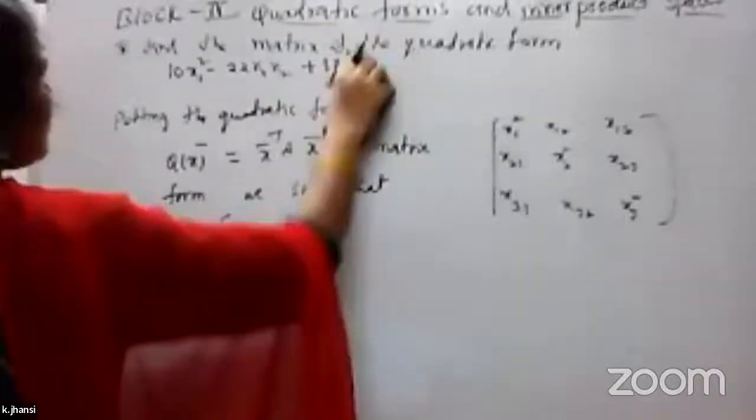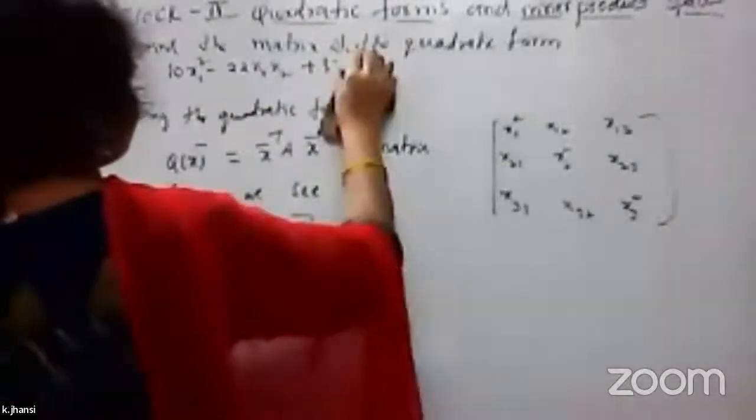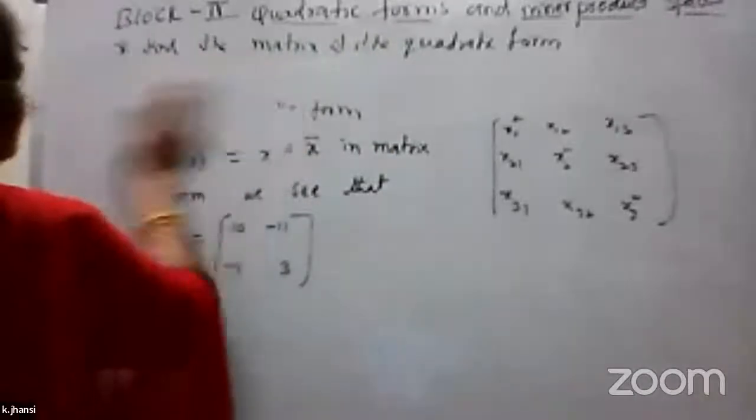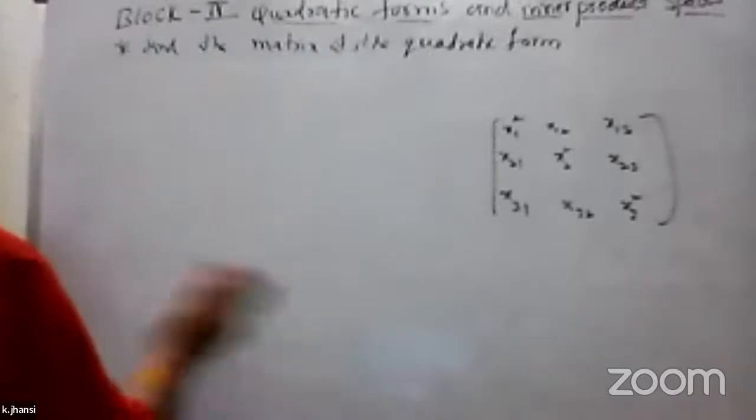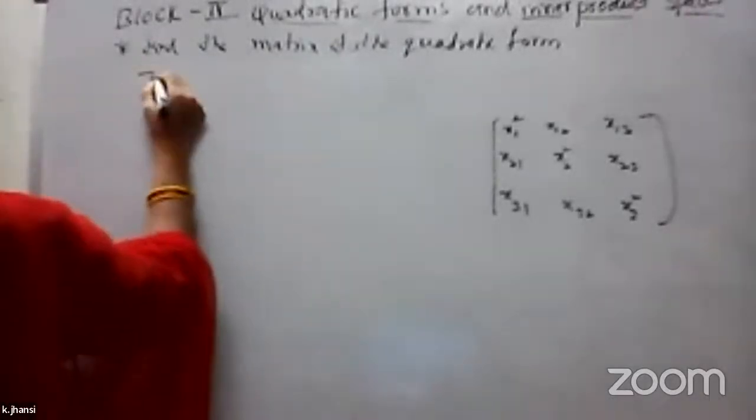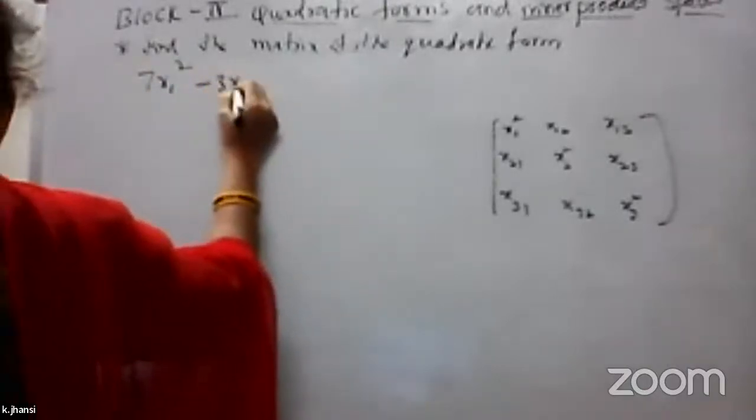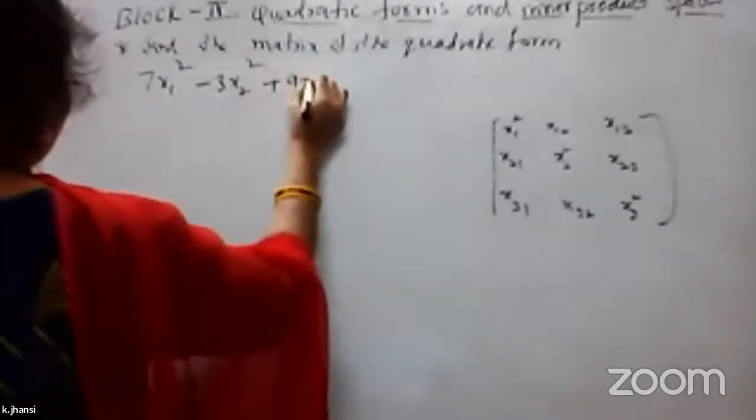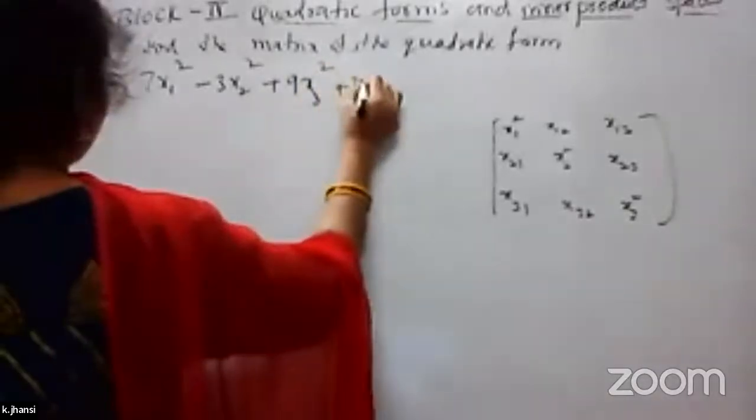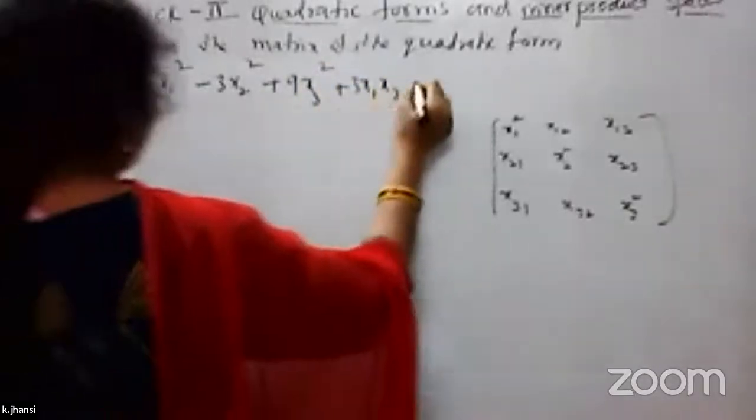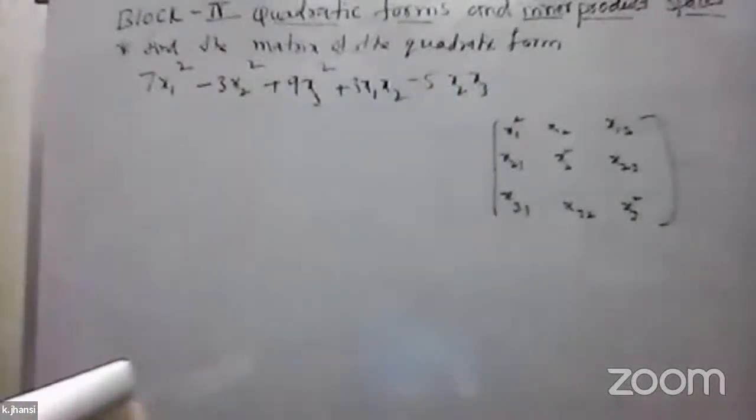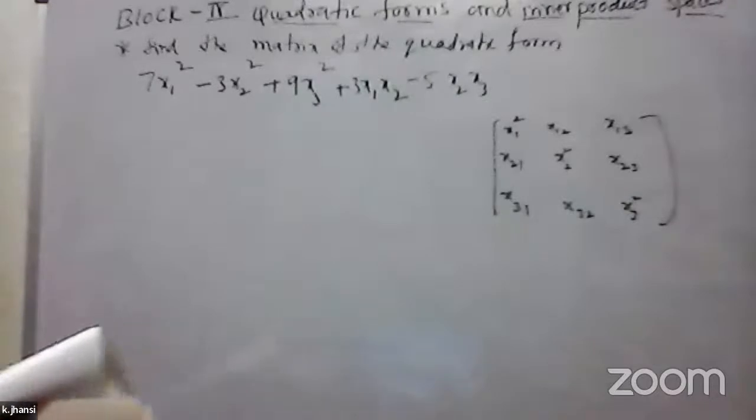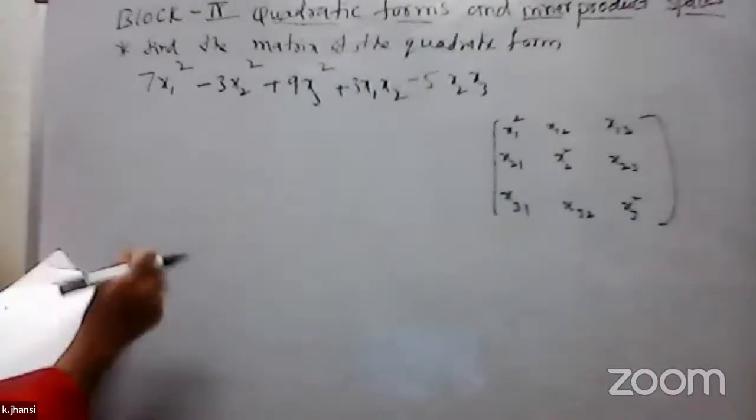Find the matrix form of seven x1 square minus 3x2 square plus 9x3 square plus 3x1 x2 minus 5x2 x3. Okay, like this question is given, he's asking to find the matrix of the quadratic form.